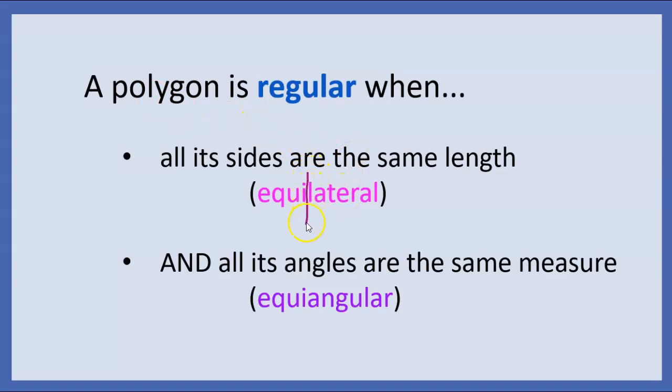Equilateral, if we divide that word into 2 pieces here, equa meaning equal and lateral meaning side, that word basically means equal sides. The polygon has all equal sides. Similarly, down here, equiangular. Equa meaning equal, angular meaning angle, or the measures of the angles are all equal.